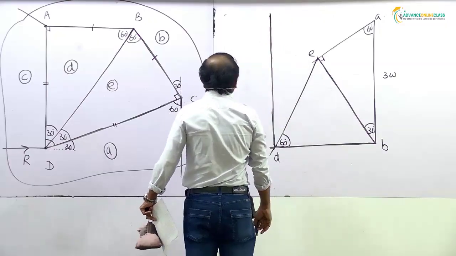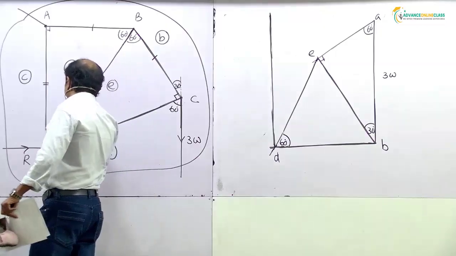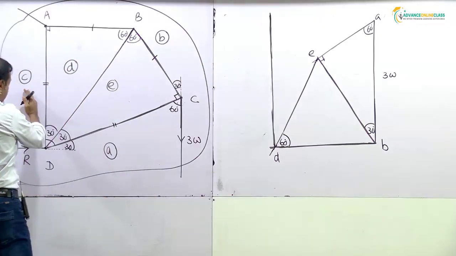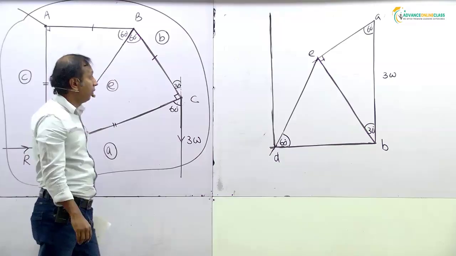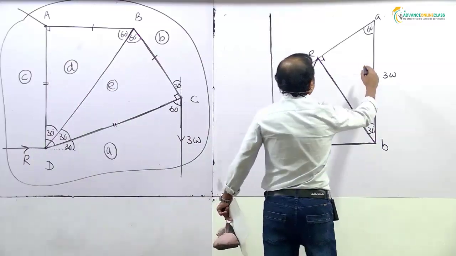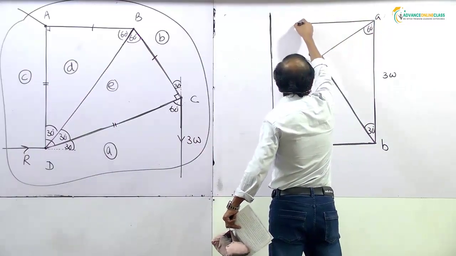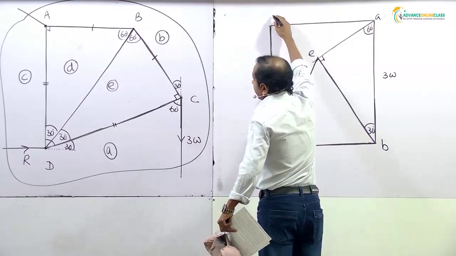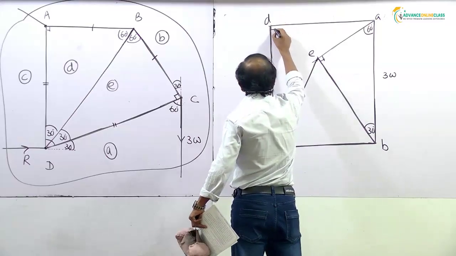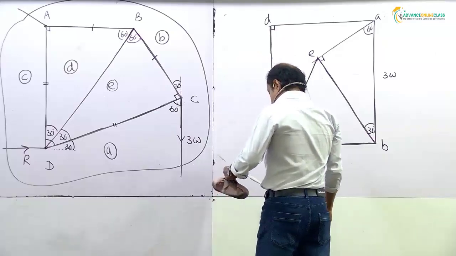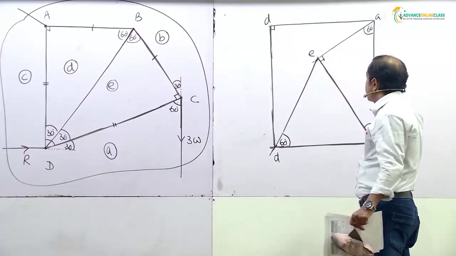Somewhere on this line, point C should lie. CA is horizontal. Draw through the point A a horizontal line like this. They meet somewhere, this point D. Yes, this is the stress diagram.